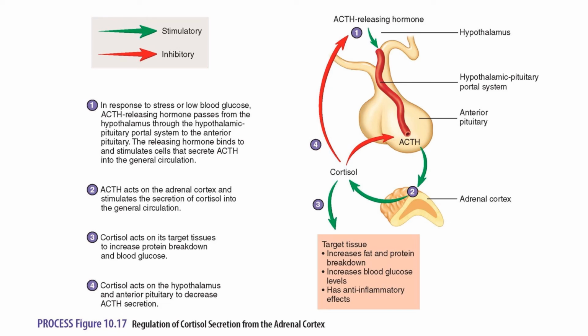So once cortisol is already in the general circulation, it acts on the target tissues to increase protein breakdown and blood glucose. So it also has anti-inflammatory effects. So other than this one, it also acts as an inhibitor for the hypothalamus and the anterior pituitary to decrease the ACTH secretion.